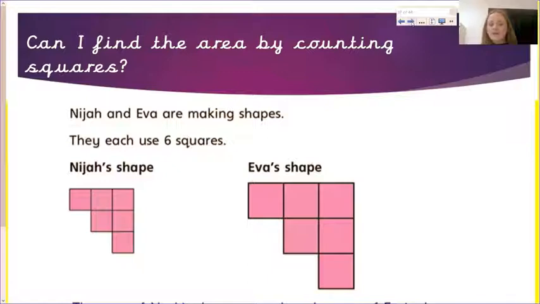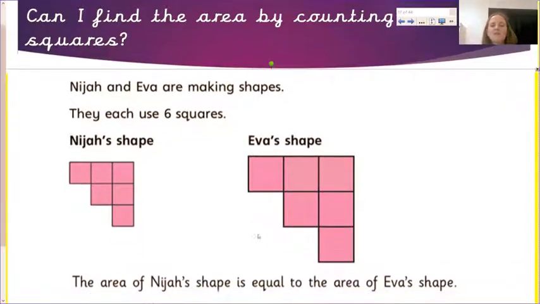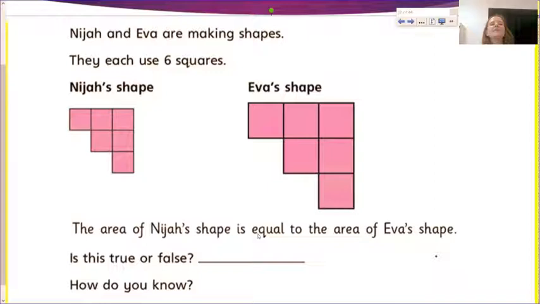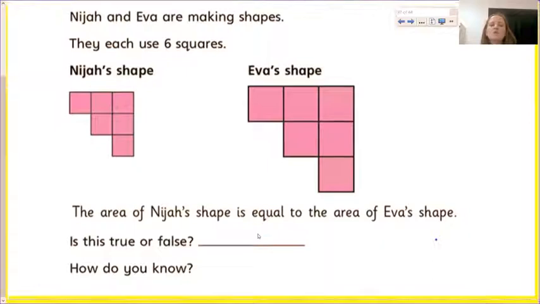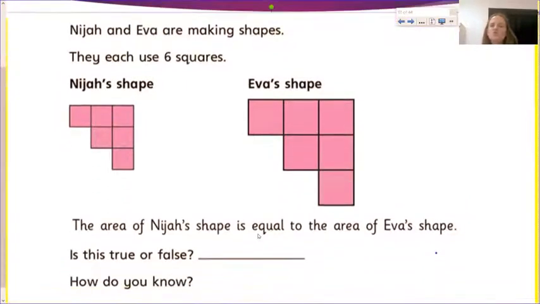The final task is this one. Nisha and Eva are making shapes. They each use 6 squares. So Nisha's shape is there and Eva's shape is there. The area of Nisha's shape is equal to the area of Eva's shape. Is that true or false? And how do you know? So is it true or is it false? Give me an answer to that.